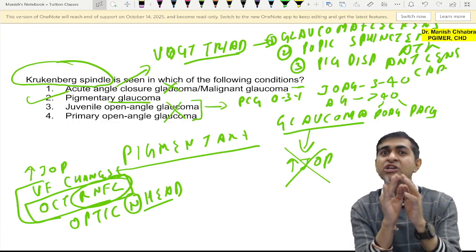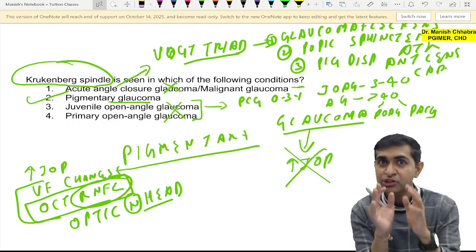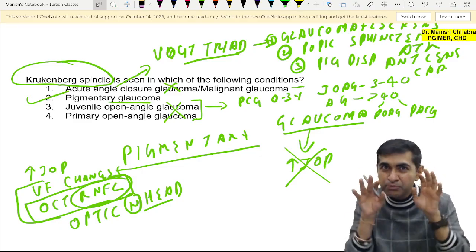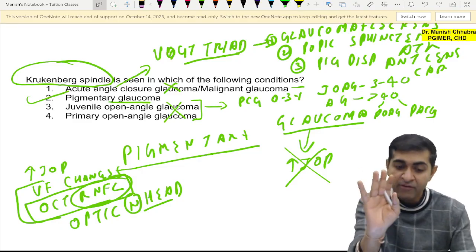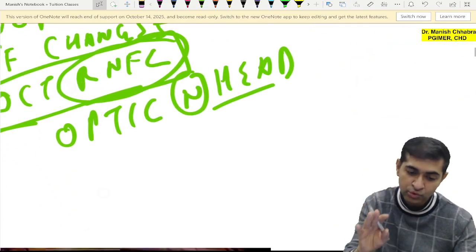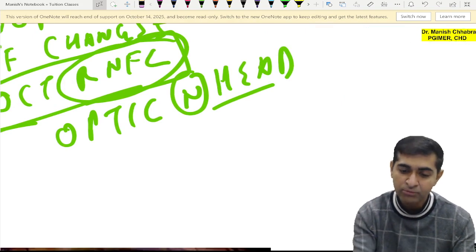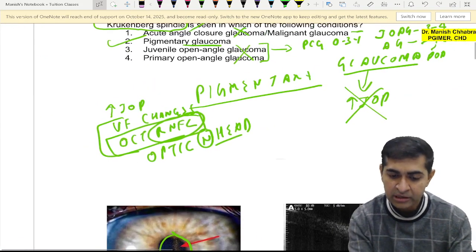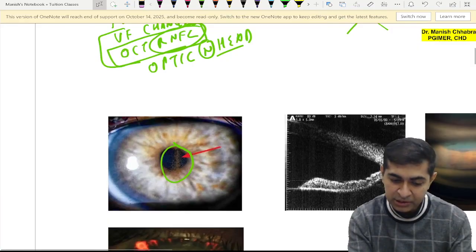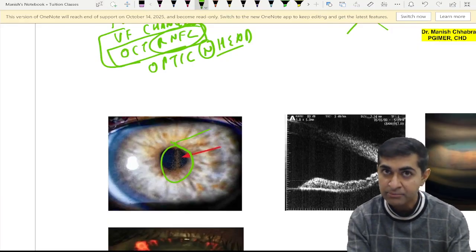Malignant glaucoma. So in malignant glaucoma, there is formation of vitreous pockets which pushes the iris lens diaphragm forward. Wait, I am going to show you the images. First and foremost, let's see the Krukenberg spindle. So you can appreciate there is Krukenberg spindle.